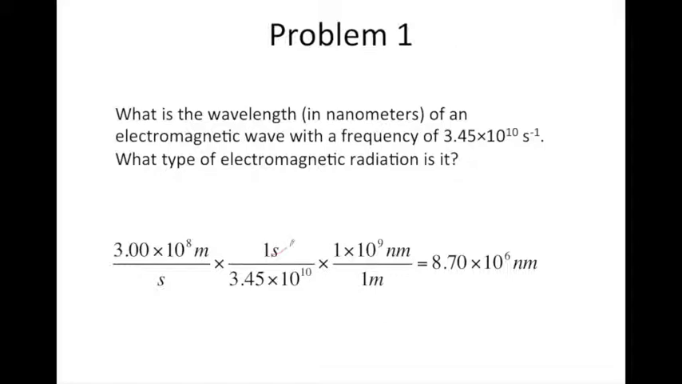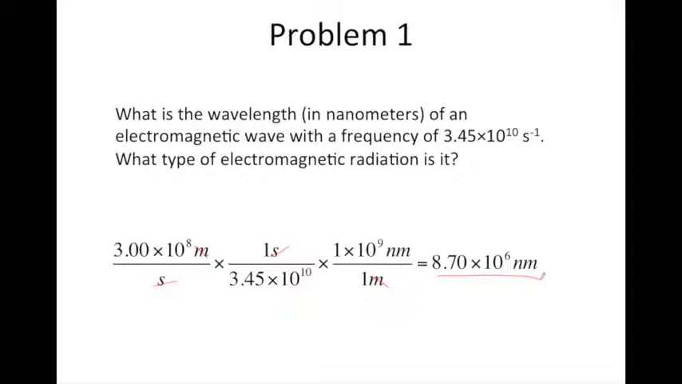When I do this, my units of seconds cancel, and I end up with meters. So this would give us the wavelength in meters, but we're asked for nanometers. So I need to convert my meters to nanometers. 1 meter is equal to 1 times 10 to the 9th nanometers. So my units of meters will cancel. And when I perform my mathematical operations, I get 8.70 times 10 to the 6th nanometers.